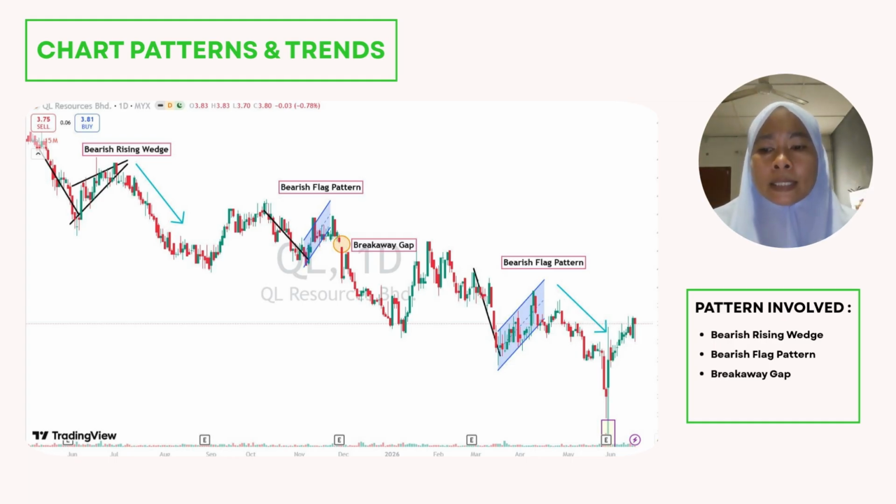And the third pattern is the breakaway gap. This gap occurred when the price moved sharply downward, confirming strong selling pressure and a new bearish trend. Overall, these chart patterns indicate that QA resources was previously in a bearish trend. However, the latest price movement shows signs of recovery, which will be confirmed by the technical indicators in the next slide.